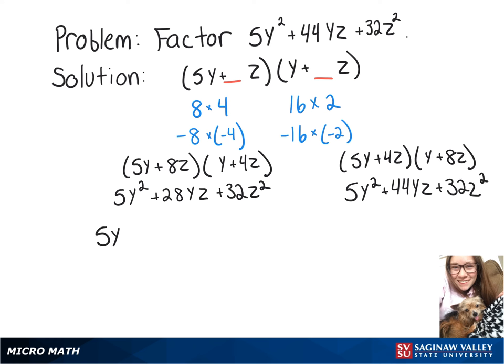So we can write 5y squared plus 44yz plus 32z squared as 5y plus 4z times y plus 8z.